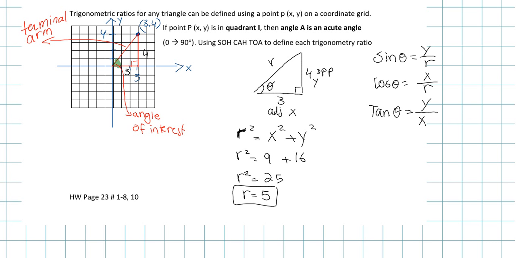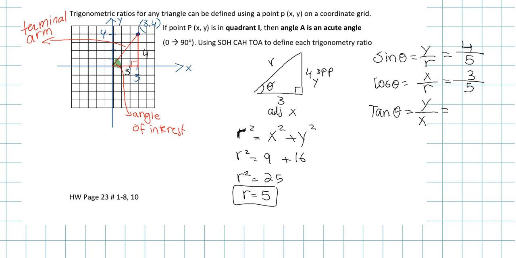So if I'm going to actually evaluate this, sine theta is going to be 4 over 5. Cos theta is 3 over 5. And tan theta is 4 over 3. Are we okay with this?